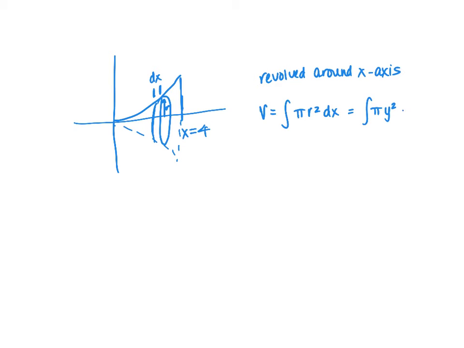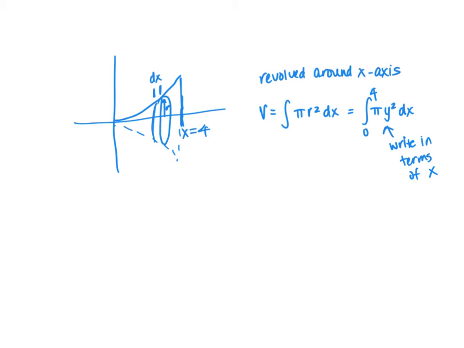Radius squared is y squared, and I'm going to have to write this in terms of x in order to do my integration. For this particular problem, I would go from 0 to 4 because of the way I set it up. It's going to stop right here at x equals 4.